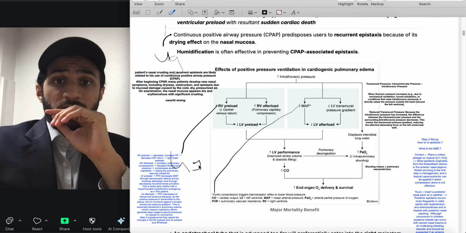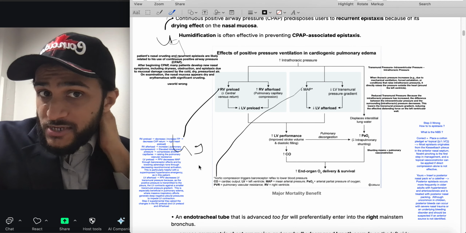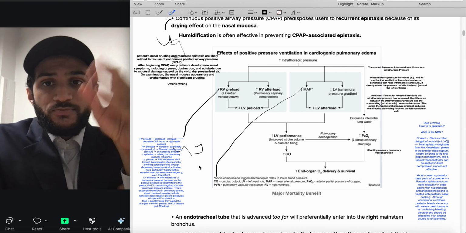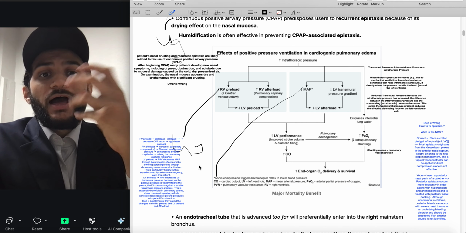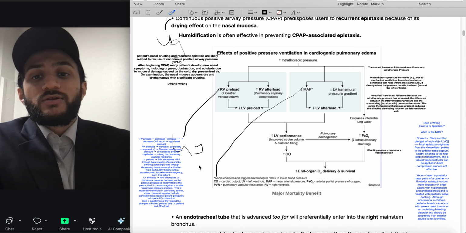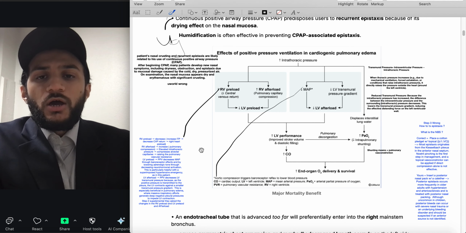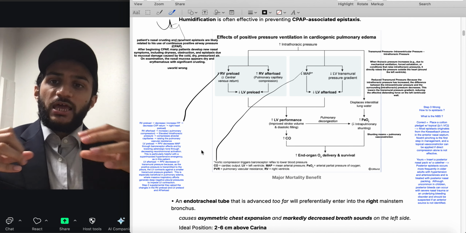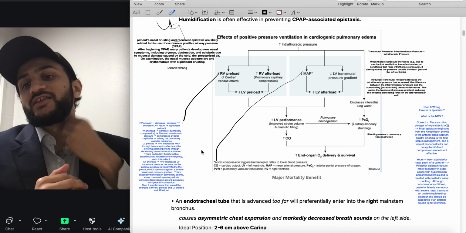Topic: effects of positive pressure ventilation in cardiogenic pulmonary edema. So essentially, guys, when we have positive pressure ventilation, one thing we want to know is that you will have increased intrathoracic pressure. Now, with increased intrathoracic pressure, you can imagine the chest is going to be kind of compressed, and what will that do to your preload? That will decrease your right ventricular preload, your central venous return.